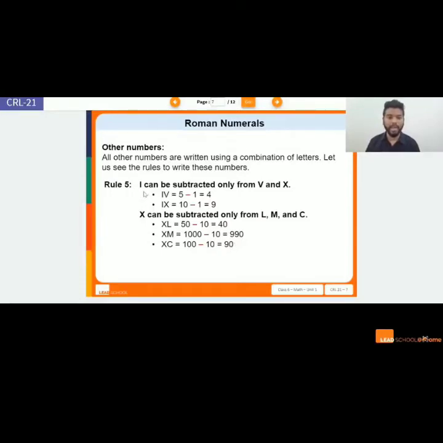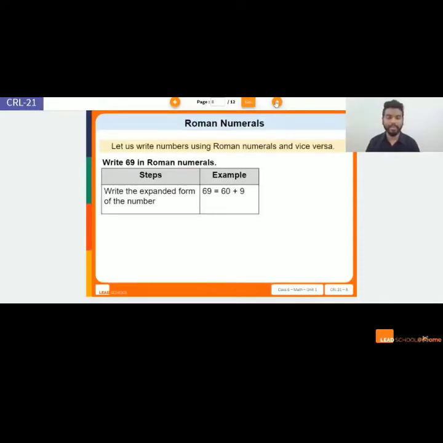So 1 can be subtracted only from V and X. X can be subtracted only from L, M and C. Great. Now let us see an example on how to write numbers using Roman numerals and vice versa.